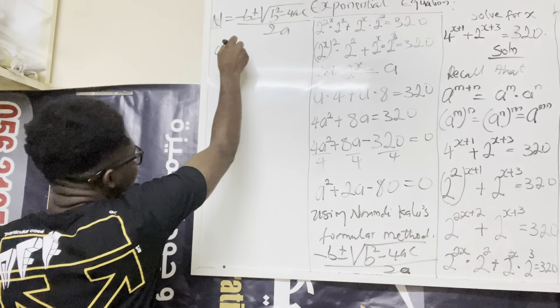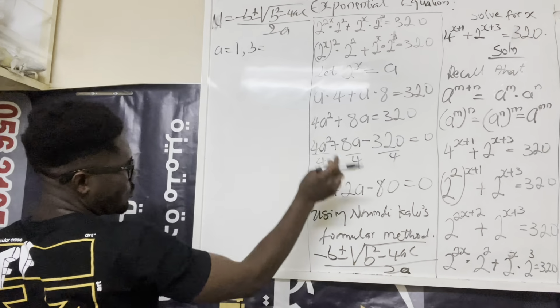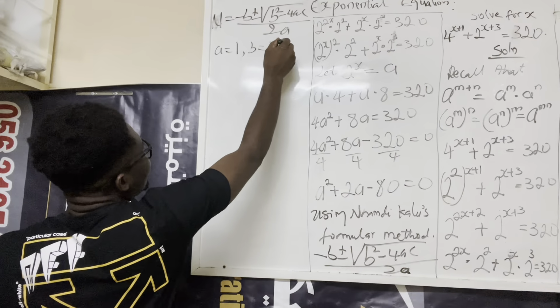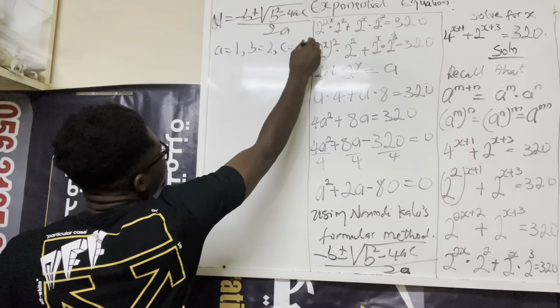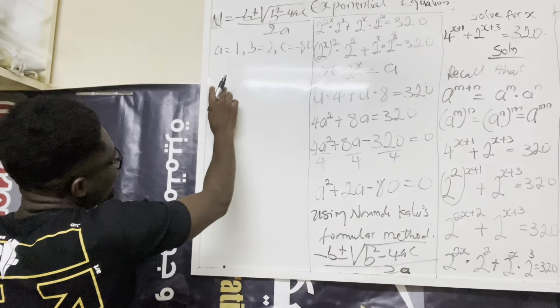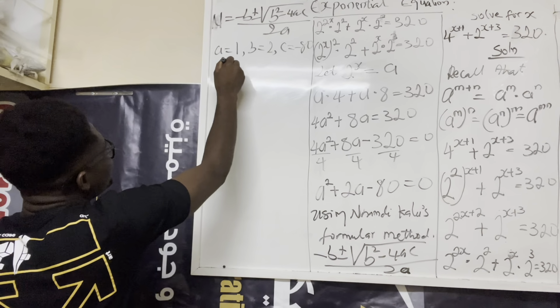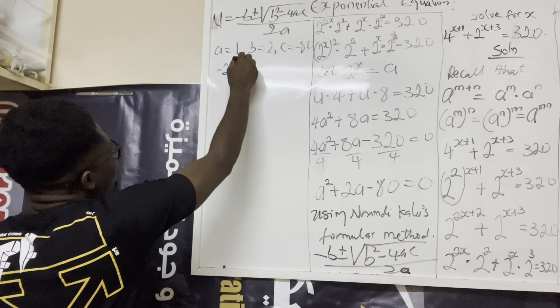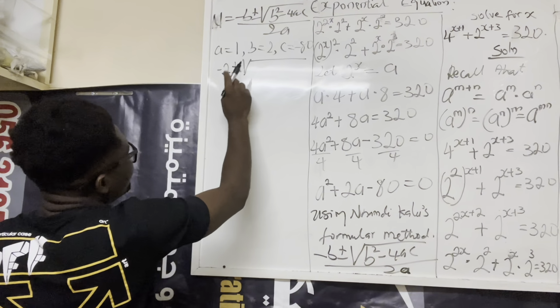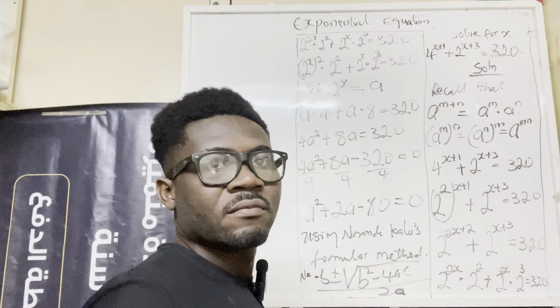Where A is equal to 1 and B is equal to 2 and C is equal to minus 80. So to substitute this, you have minus B, which is minus 2, plus or minus the square root of, and B here is 2, which is 2 squared.